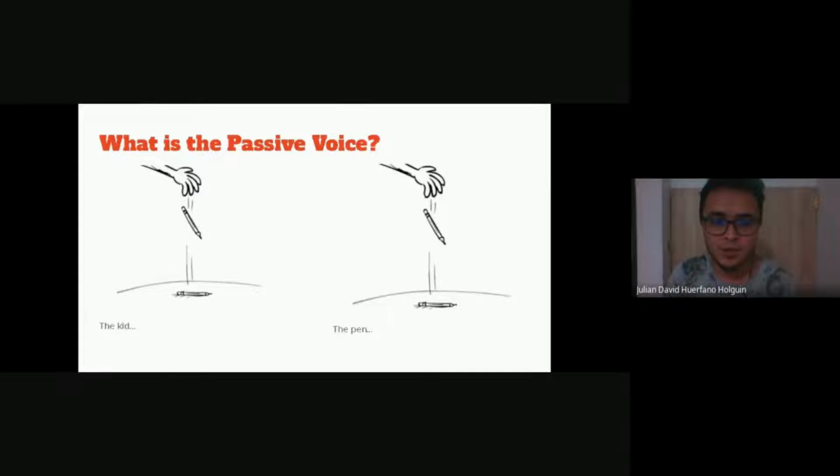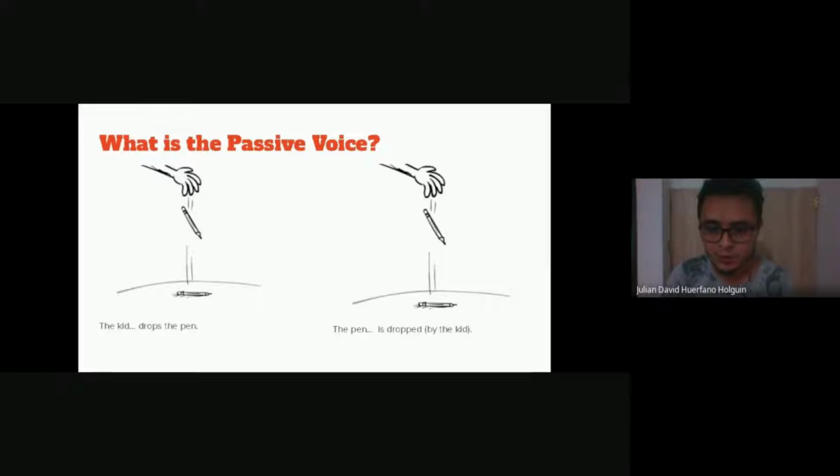We have these two images, and below we have two sentences to complete. Help me with the first one, please. Thank you. The kid drops the pen. Very good. What about the second one? Very nice. The pen is dropped by the kid.